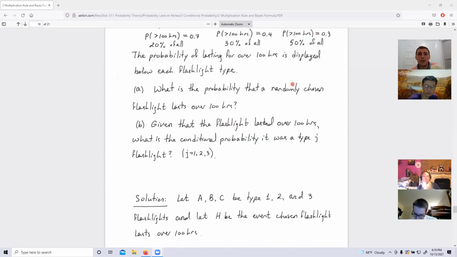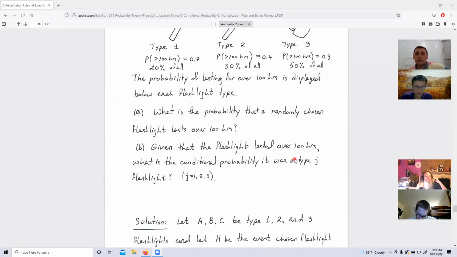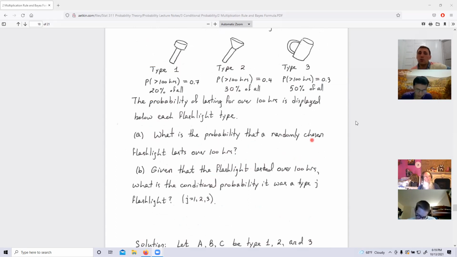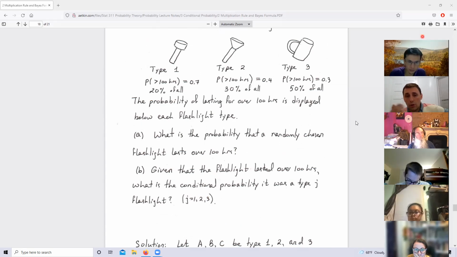And then part B. Given that the flashlight lasted over 100 hours, what is the probability that it was of type 1 or type 2 or type 3? In other words, you already know that the flashlight worked longer than 100 hours. How likely do you think it's type A? How likely do you think it's type B and onwards?